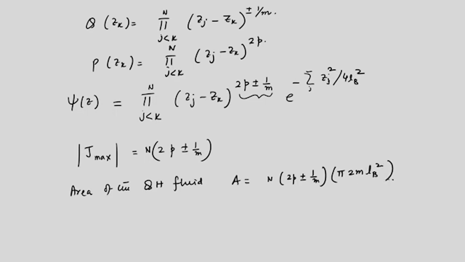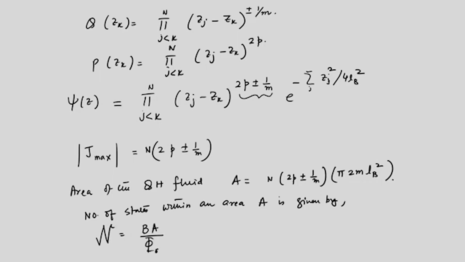So, that is the area, and the number of states within an area A is given by n. Okay. So, n is equal to B A over phi 0, where A is given by this, which I just wrote.